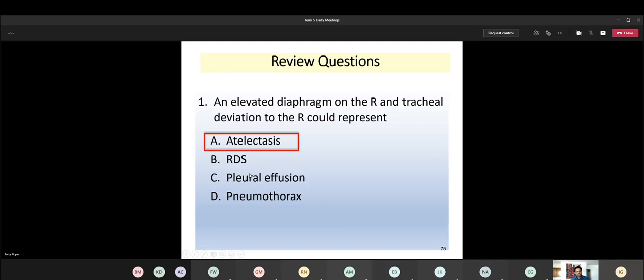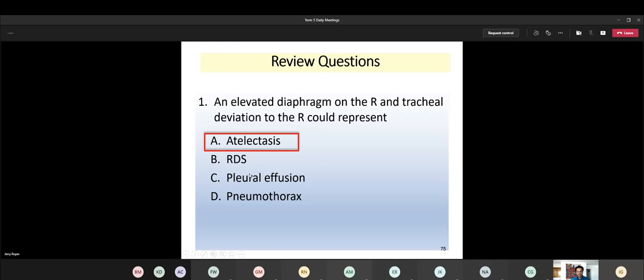So atelectasis means that the lungs are not fully inflating like they're supposed to. And that just means you've got less volume now. So less volume would mean, I guess you can say, the lung is kind of shrinking in a sense. And then that would mean that your diaphragm, at least on that side, would be even higher than it normally would be because the lung is smaller.